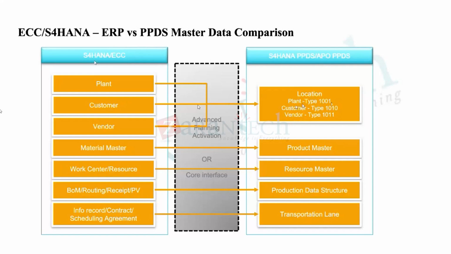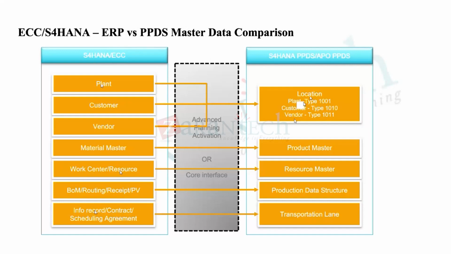Okay. The integration is again different: core interface or advanced planning activation, depending upon the type of system you are in. The material master would be converted to product master. Work center or resource that you would create, okay, you can create either of them. For recipe, you would create resources. For routing, you would create work center. They are separate master data but have practically similar information under them. So they would be transferred and created as resource master in PPDS. Then you would create a BOM, routing, recipe and then a production version that would be a PDS in PPDS.